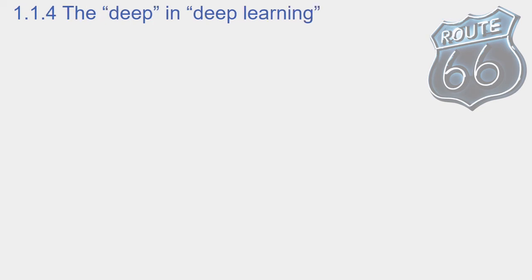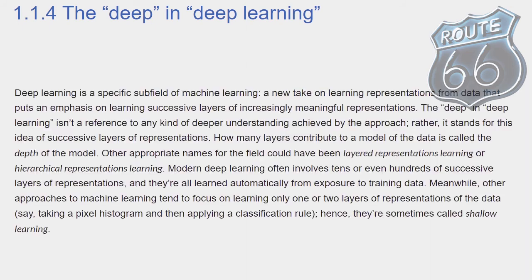Section 1.1.4. The deep in deep learning. Deep learning is a specific subset of machine learning, a new take on learning representations from data that puts an emphasis on learning successive layers of increasingly meaningful representations. The deep in deep learning isn't a reference to any kind of deeper understanding achieved by the approach. Rather, it stands for the idea of successive layers of representations. How many layers contribute to a model of the data is called the depth of the model. Other appropriate names for the field could have been layered representations learning or hierarchical representations learning.